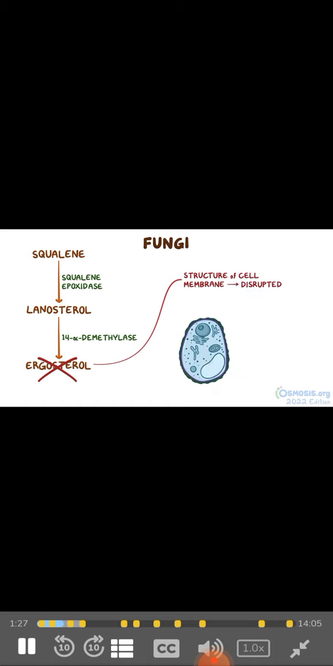Fungi have a cytochrome P450 enzyme called 14-alpha-demethylase in their mitochondria and endoplasmic reticulums, which converts lanosterol to ergosterol. Without ergosterol, the structure of the cell membrane will be disrupted. This will cause membrane-bound proteins, like ion channels, to stop working properly. The membrane also becomes fragile, which eventually leads to inhibition of fungal growth.